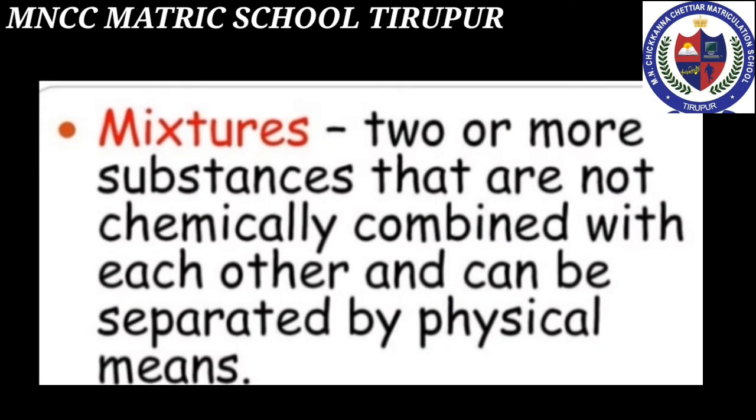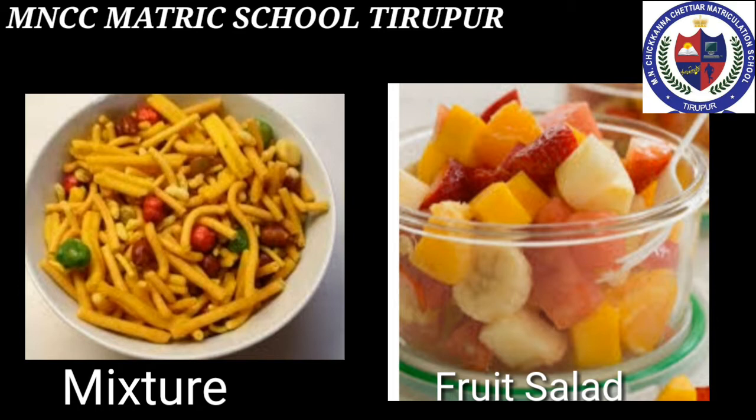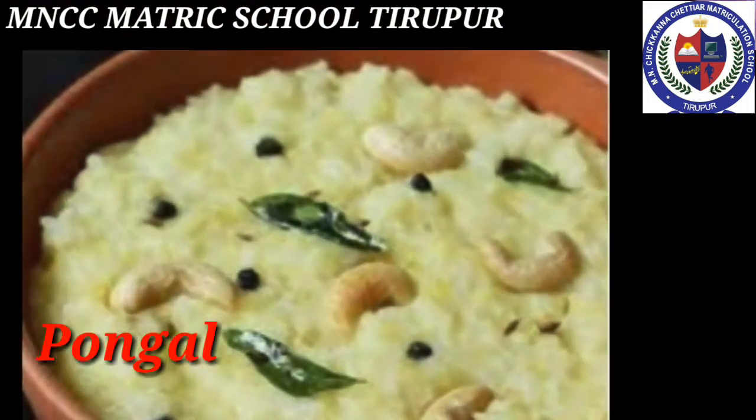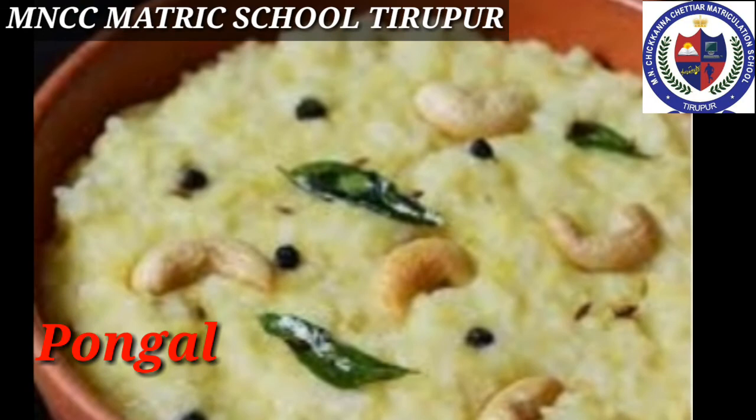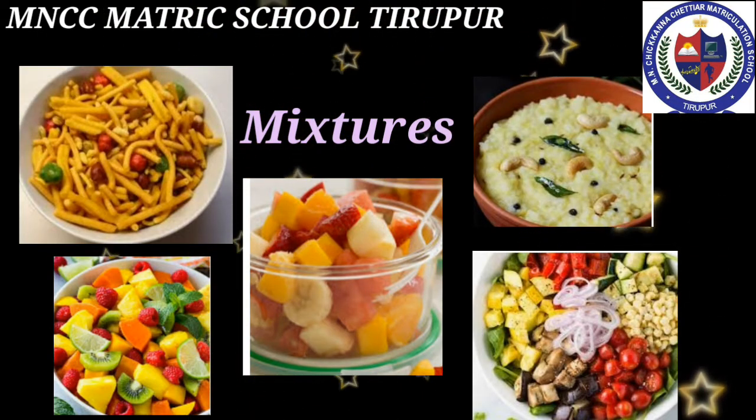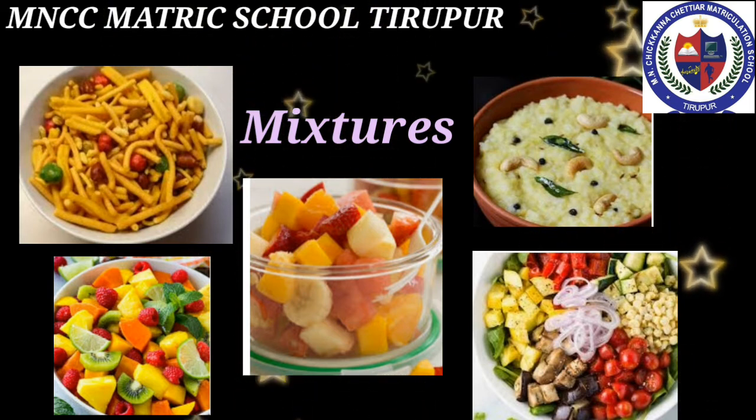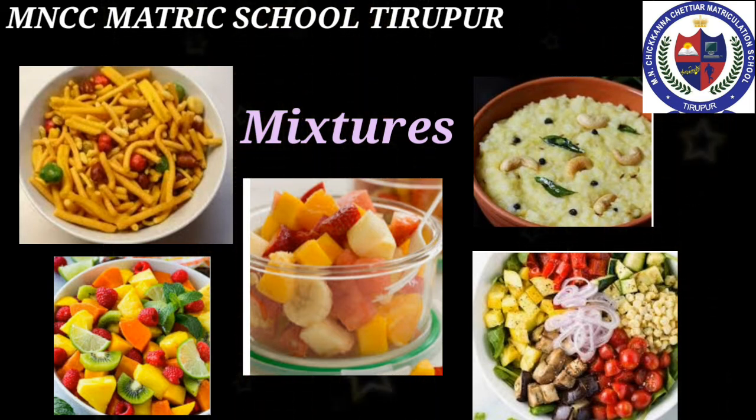What are mixtures? Two or more substances that are not chemically combined with each other and can be separated by physical means. For example, are you able to identify the ingredients in a mixture like fruit salad? Yes, we can easily identify them using their colors, appearance and taste. Pongal is also a best example for a mixture because we mix rice, dal, salt, chilies, pepper, ghee and other ingredients to make pongal, is it? Why do we call these mixtures? Because they are made up of 2 or more ingredients or components that are physically separable.